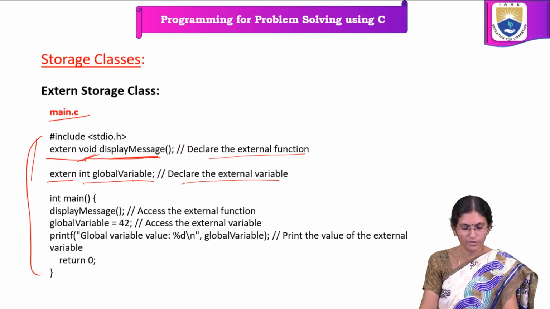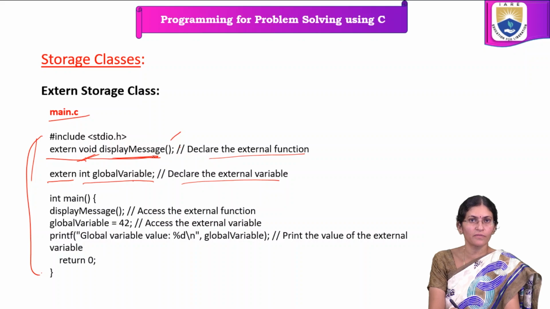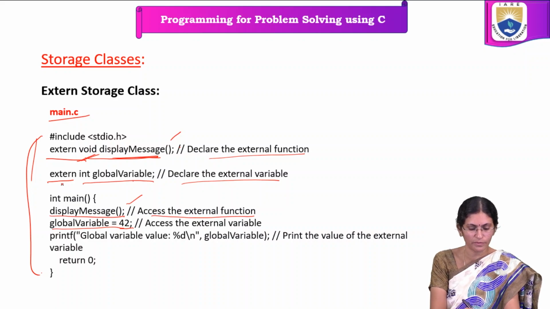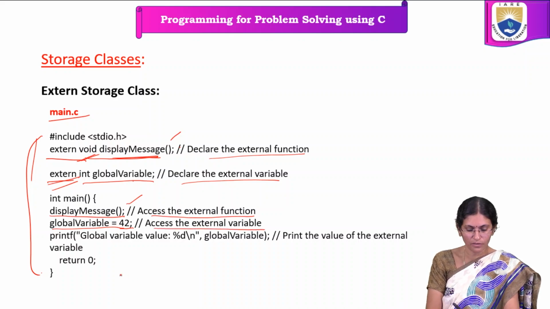What it means is that this function is not defined in this program, but is defined somewhere else, in another file. From there we have to include this function definition in this file. So the int main function will call display message. This is the function call in order to access the external function, and this is the global variable 42. We are assigning the value 42 to the global variable which has been declared as extern, accessing the external variable, then a printf statement.